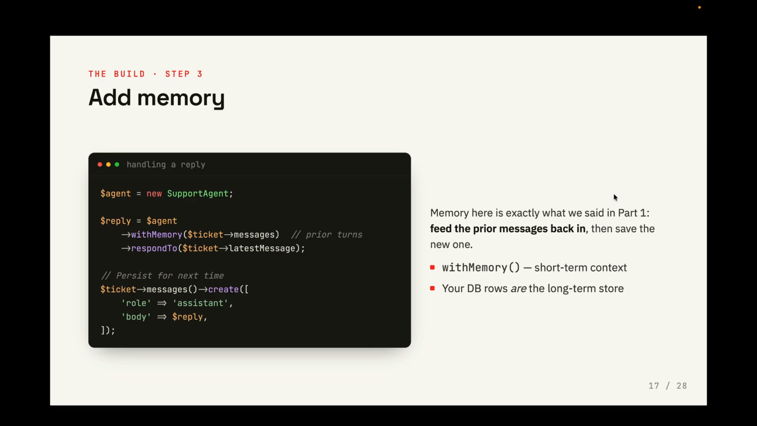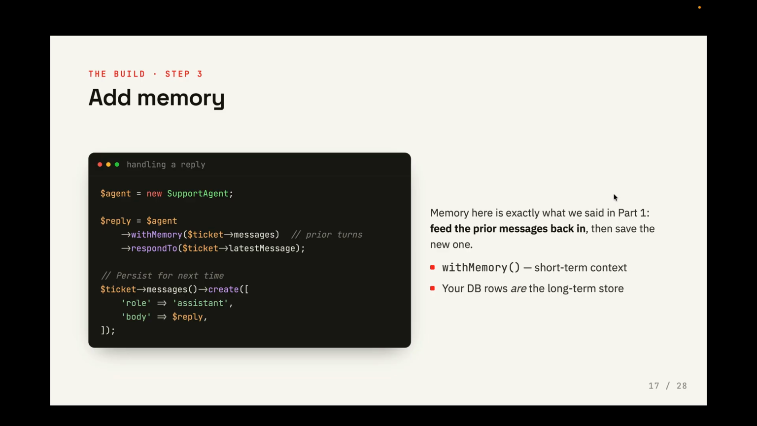We want to be able to add memory. And again, the Laravel AI SDK gives us the ability to do that, where we take messages from one loop and add context to the next loop. And so we can use this with a memory function to have some short-term context. And then we also can use our database as long-term context.